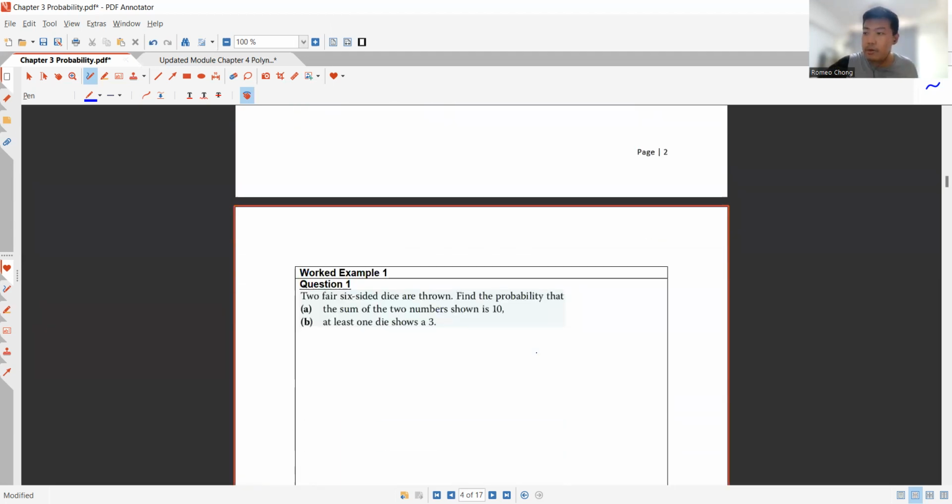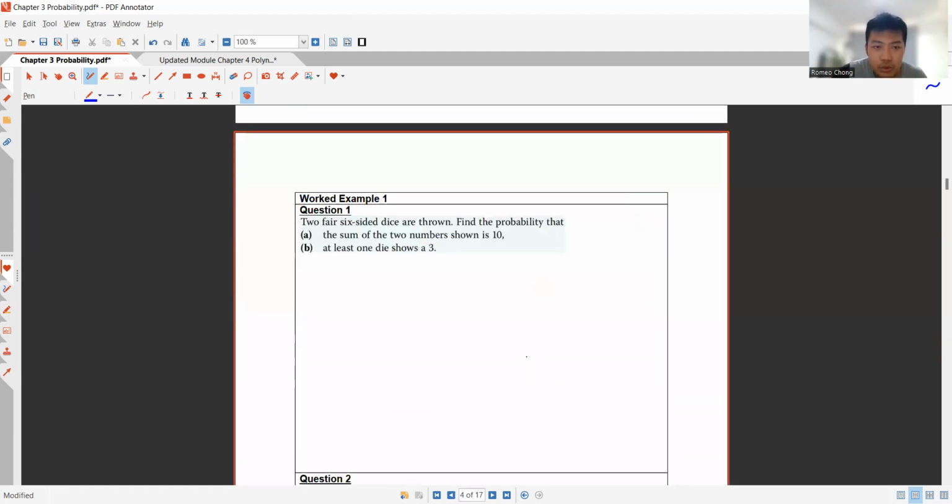So let's look at example 1. The first one is the two fair 6-sided dice. This is the example that I used just now. So 6-sided dice, meaning that you have a dice with 6 surfaces, like a cube shape. You have 1, 2, 3, and then 4, 5, 6 on the other side. And these two are thrown at the same time. Thrown at the same time means you throw the two together. It's just like gambling.